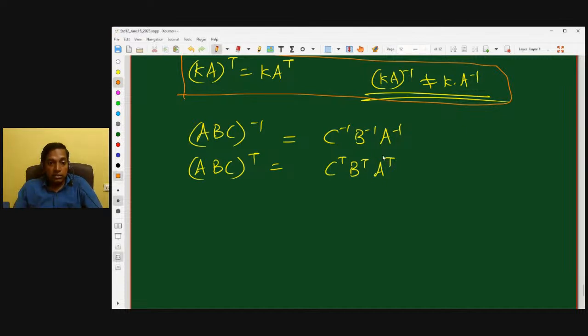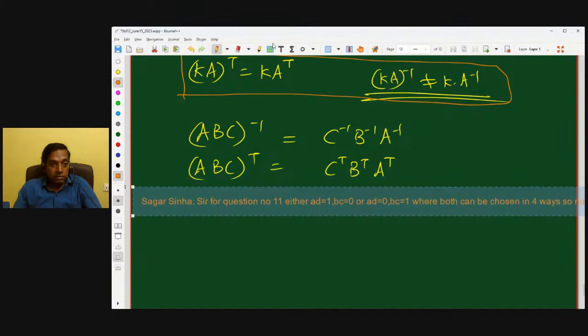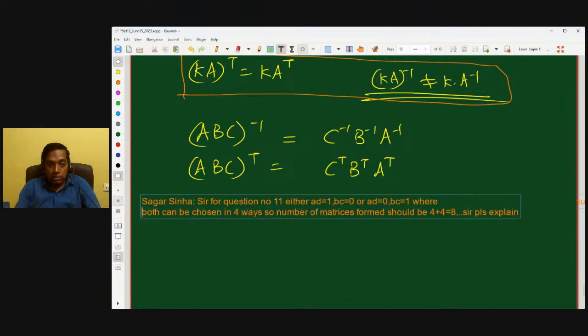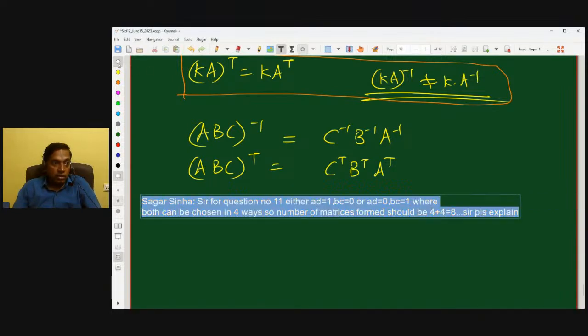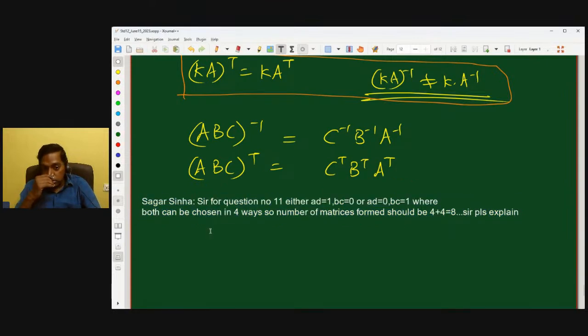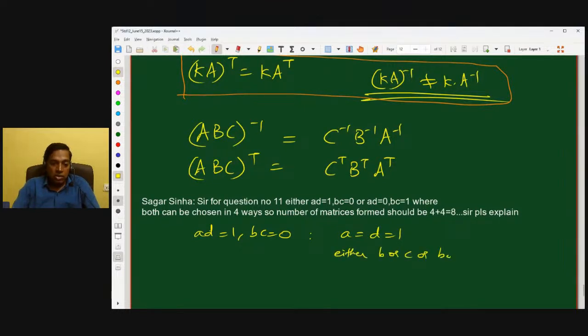Sagar Sinha has asked, for question number 11, either AD equals 1, BC is 0, or AD is 0, BC equals 1, where both can be chosen in four ways. How four ways? Wait, I'm not able to see that. See, AD equals 1, BC equals 0 means A equals D equals 1, and either B or C or both equal 0. Correct? So there are only three possibilities.